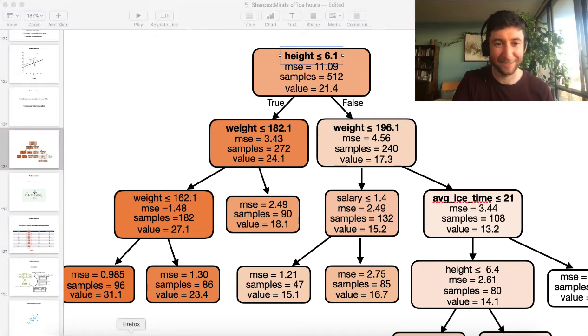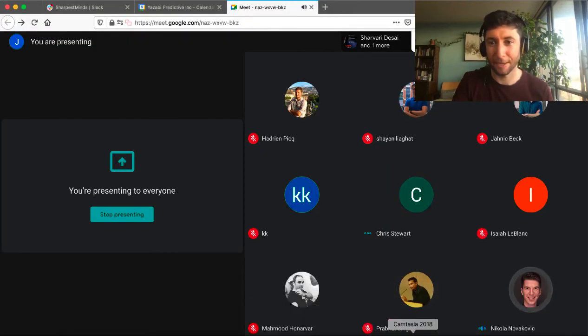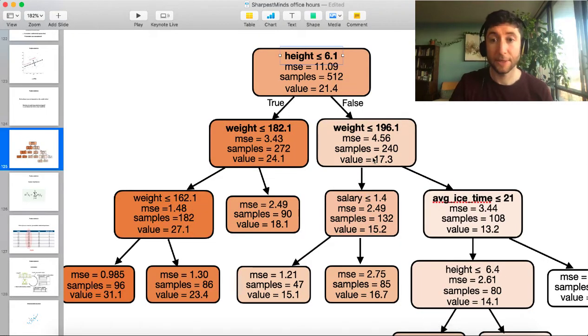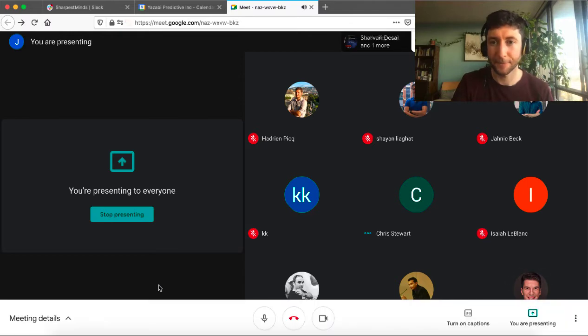Does that make sense? It does. I just have a follow-up question: the weights are determined by the sample size, so the bigger the sample size, the more weight a bucket has? Yeah, that's one way to look at it. That's right, because we're doing a weighted average mean squared error. I should have given a formula, but basically it's 272 times 3.43, plus 240 times 4.56, divided by 512 to normalize. Yeah, that makes sense. Thank you. No problem.